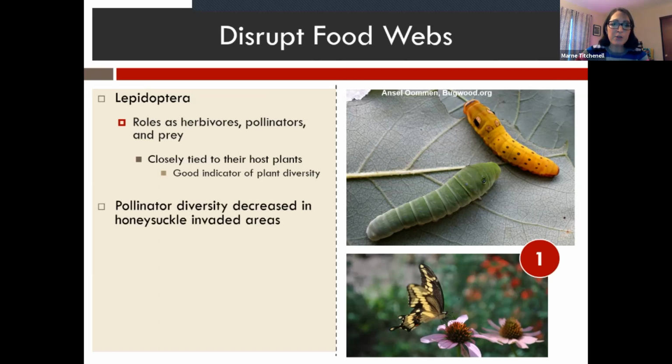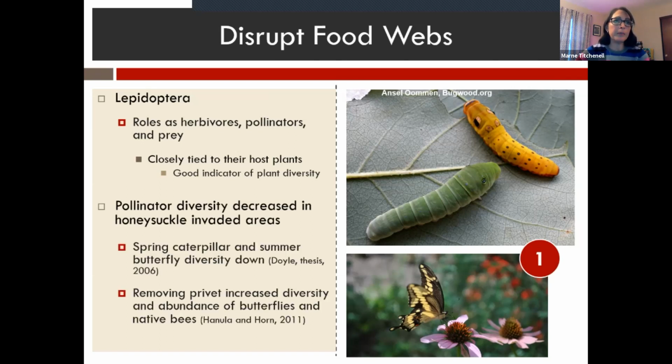And so I'll share with you a few studies. Excuse me, I'll just pop those up here. And so by looking at these two studies, we see that colonization by invasive species, in these studies it was honeysuckle and privet, led to a decrease in lepidopteran and native bee abundance and diversity. And there are quite a few other studies like these that report the impacts that invasive species have on key mutualistic networks between our plants and animals, such as plants and pollinators.